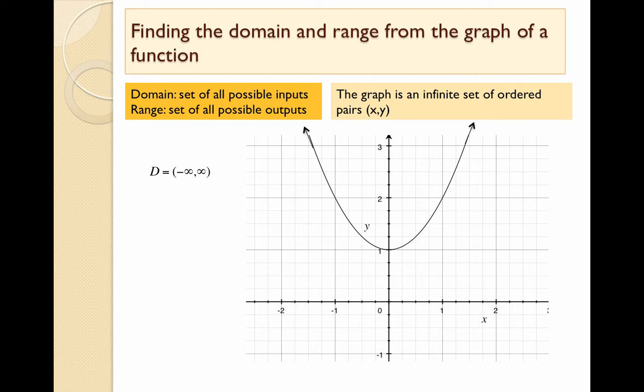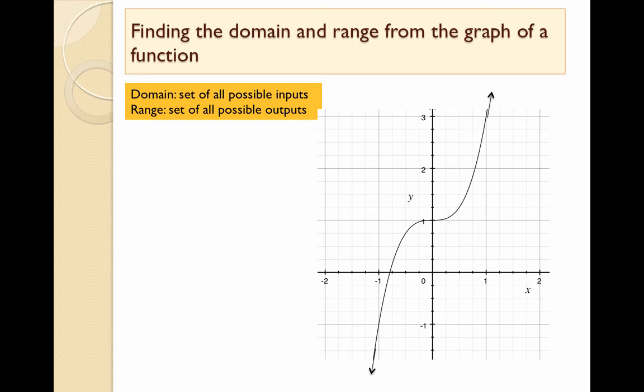Now finding the range means asking what are all the possible values for y that will be y coordinates of our graph. Now we've got a limitation. You can see that right at the point (0, 1) is where our graph turns around. So there are not going to be any y coordinates that are smaller than 1 because the graph just doesn't dip down any farther than 1. So our range goes from 1, and we include the 1, so we show that with a square bracket, up to infinity because our graph extends forever in the upward direction.